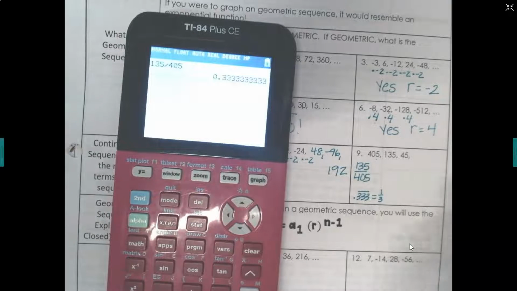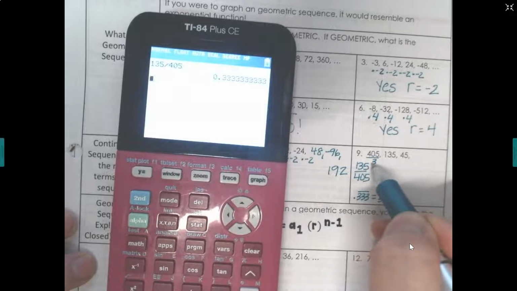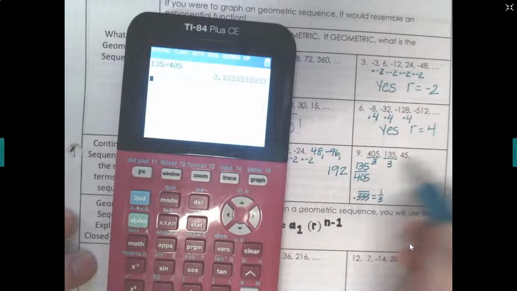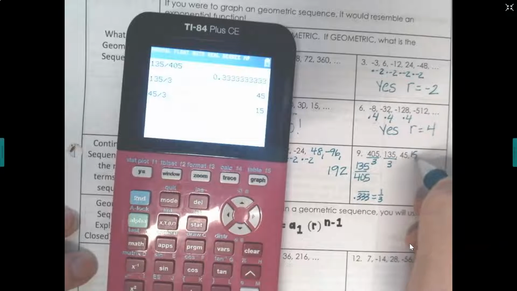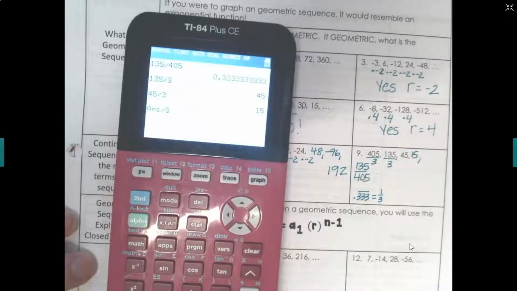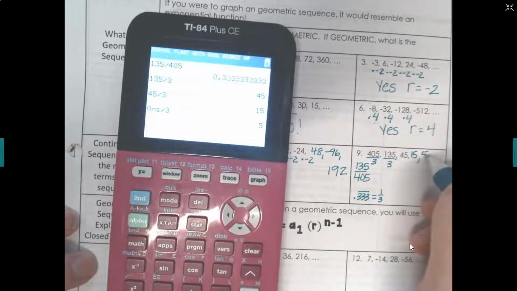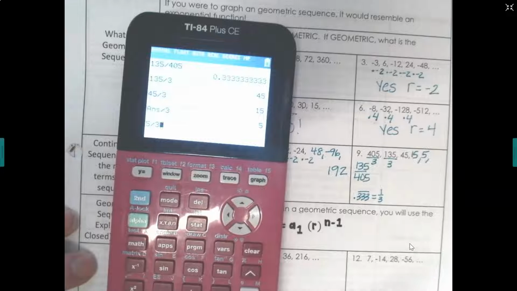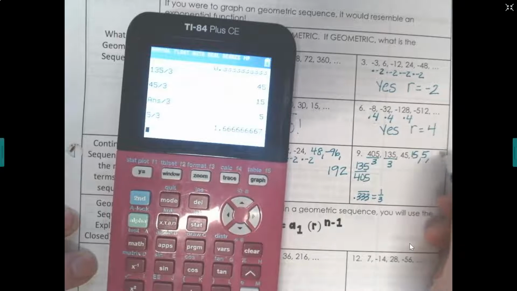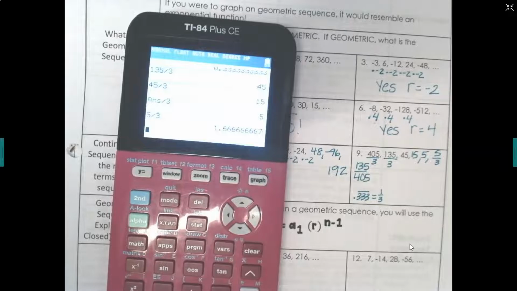So it's going to be something that we remember. We're actually dividing by 3 each time. 135 divided by 3 is 45. 45 divided by 3 gives us 15. 15 divided by 3 is 5. Now for the next one, 5 divided by 3 doesn't give us a whole number, so I'm just going to write it as 5 divided by 3. Okay, so fractions do happen.